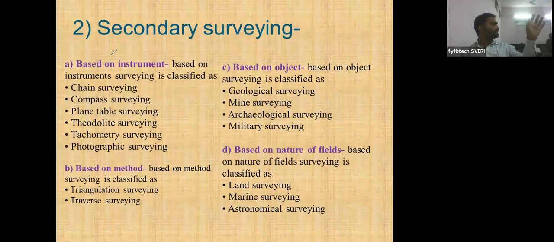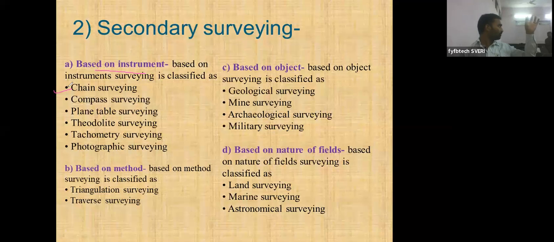This secondary classification is based on different points. First one is based on the instruments used. While doing the surveying work, some instruments are required. Depending on the instrument, there is a classification. So first one is chain surveying. It means for doing the surveying work, chains are required.